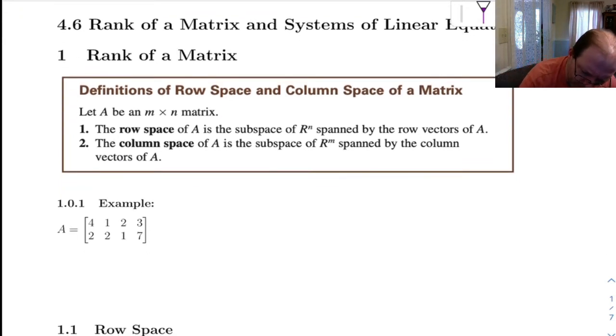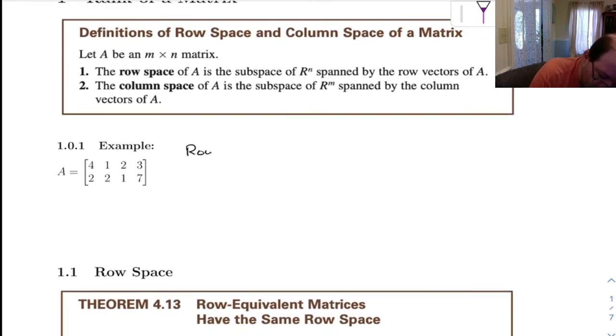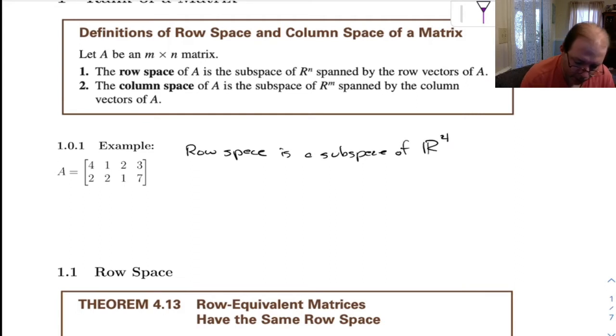So let's look at this example right here. I don't have any instructions on it. I just want to talk about this matrix. This thing, its row space is going to be a subspace of R4 because each row has 4 elements, and if you start taking linear combinations of these 2 rows, you're going to get elements out of R4. Its column space is a subspace of R2.